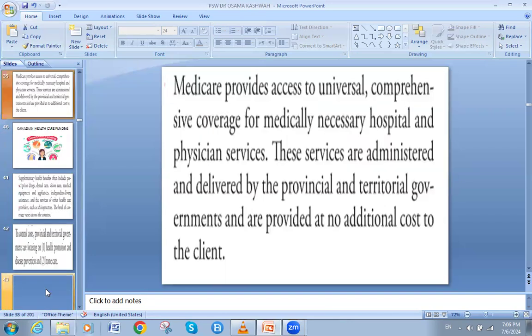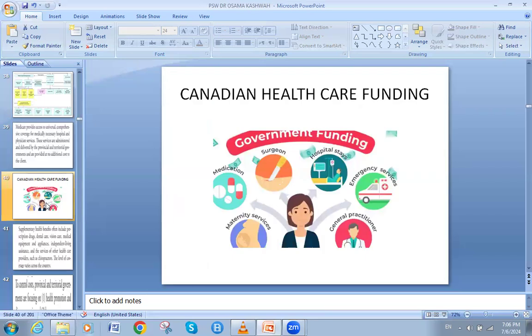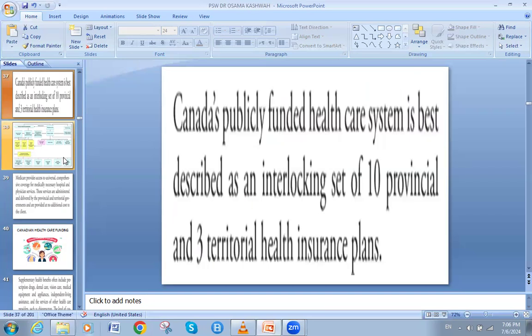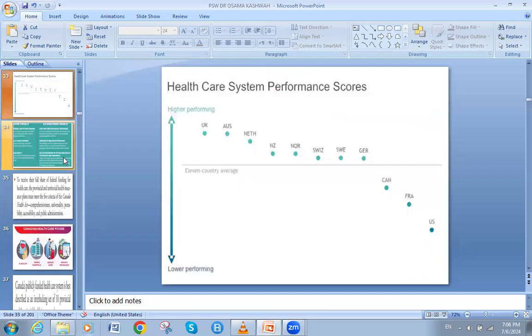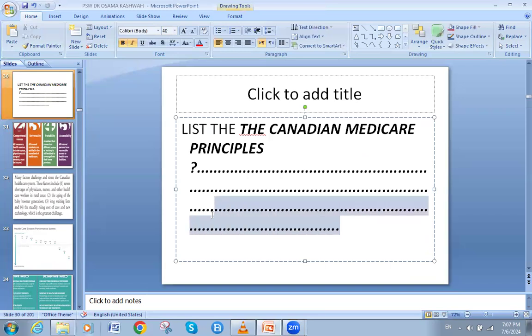One thing more before we move into the next thing, we will have to stop and go back to have 2 questions actually. This is the Canadian Medicare principles. Then we also have the second question.